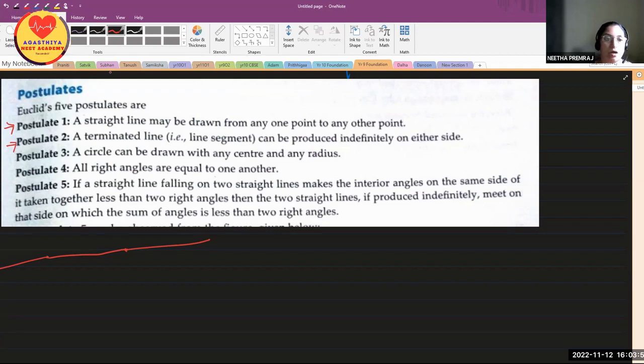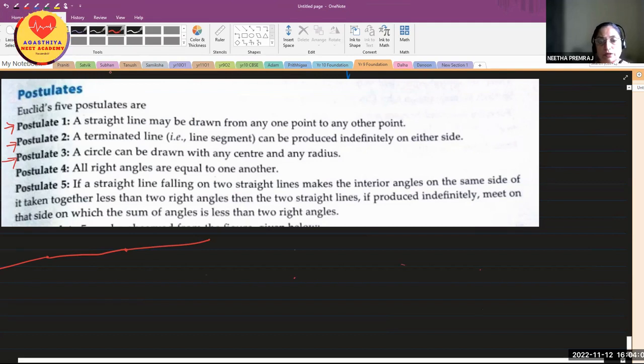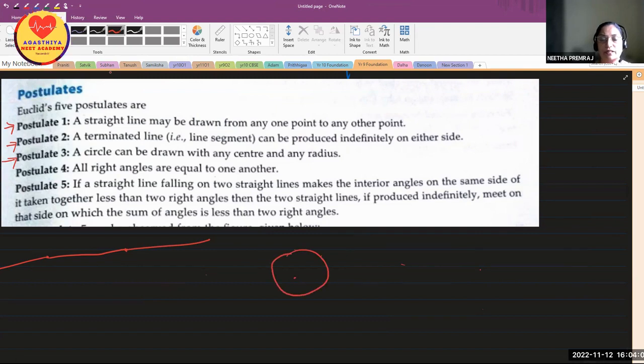That's it. Postulate 3. A circle can be drawn with any radius and any center. Wherever you want to draw a circle, you can put a center. Whatever radius you want, you can draw a circle, isn't it? That's it. Postulate 4. All right angles are equal to one another. Whatever protractor you use, a 90 degree angle is always 90 degrees, right?